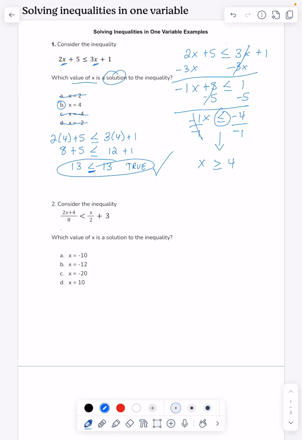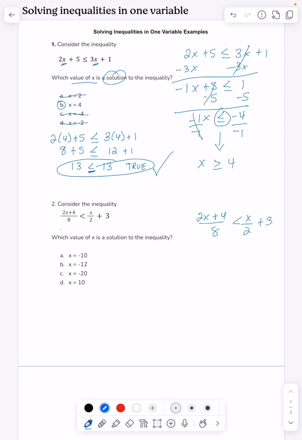It looks a little more complex, but same thing. If you were in a test, you could substitute each of these values for these x's, simplify, and then see if it gives you a true statement. But I'm first going to try to do this algebraically. So if I have (2x + 4)/8 is less than x/2 + 3, right?